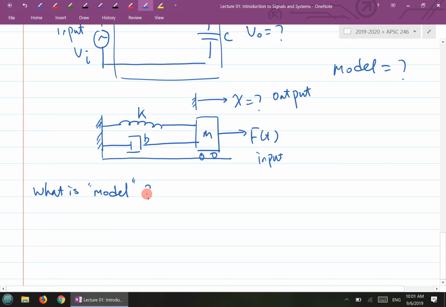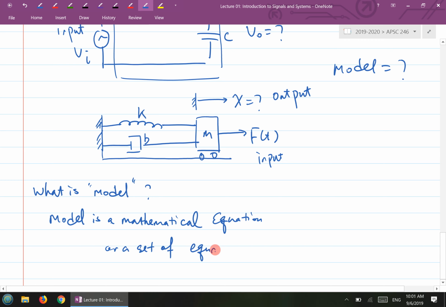So what is the model here? Model is essentially a mathematical equation. It can be one equation, it can be a set of equations. It depends on the number of inputs and number of outputs of the system, or it depends on the complexity of the system.